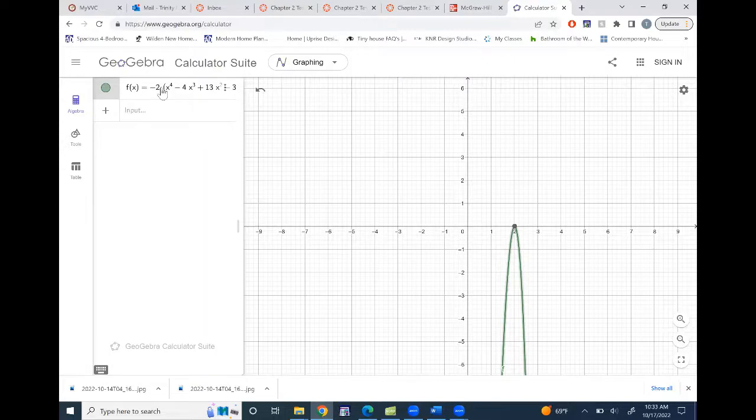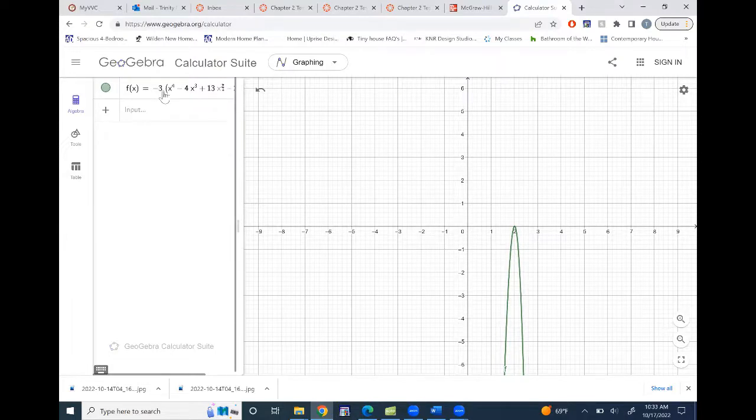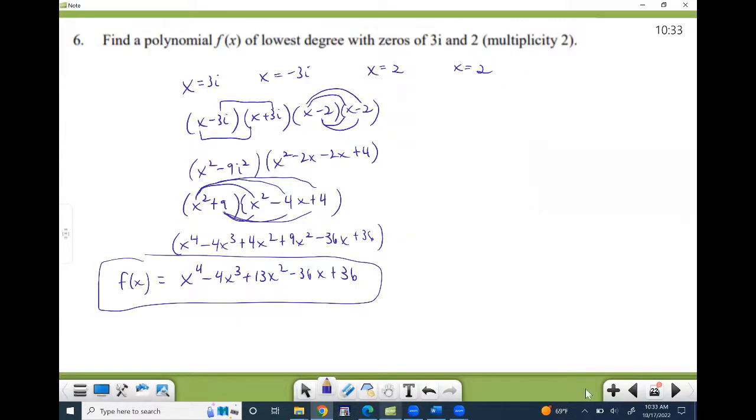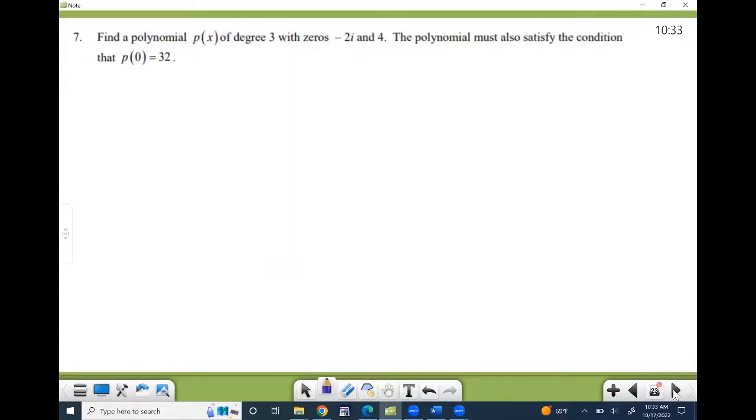Notice it's still going through 2, no matter what number I put out front. Put a 3, still going through 2, okay? So there could be any multiplier in the front, and it wouldn't affect the zeros that we're going to get. Okay, so that's going to segue into number 7.